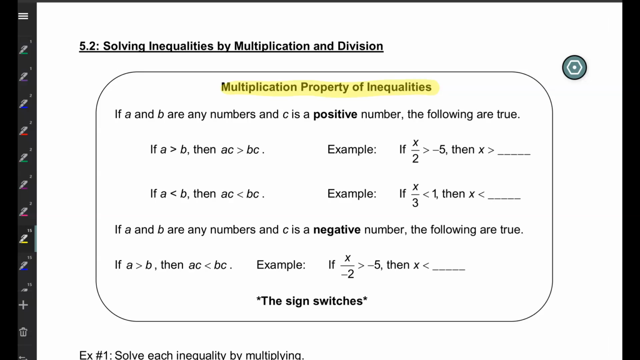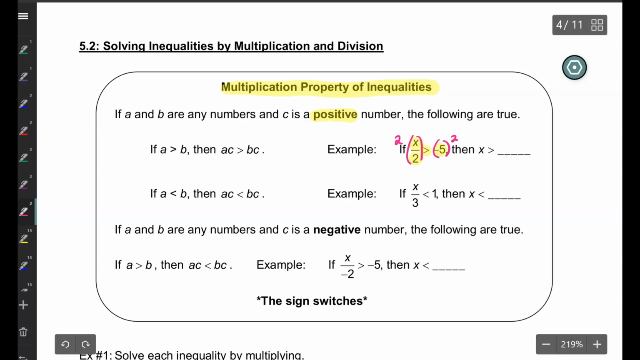All right, so if you have a positive number that you're multiplying by, then if you have an example, x divided by 2 is greater than -5, think about how you would isolate the x. What would we do? We would multiply both sides by 2. So therefore, these would cancel, and we would get x greater than -10. So if it's greater than here, obviously it stays greater than.